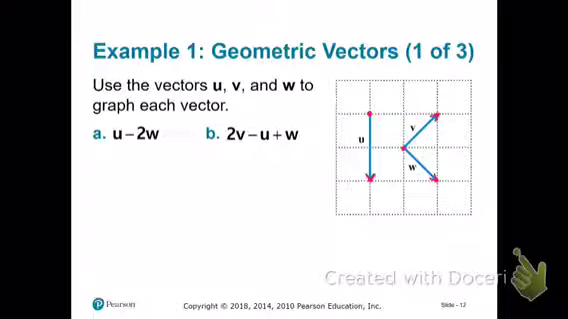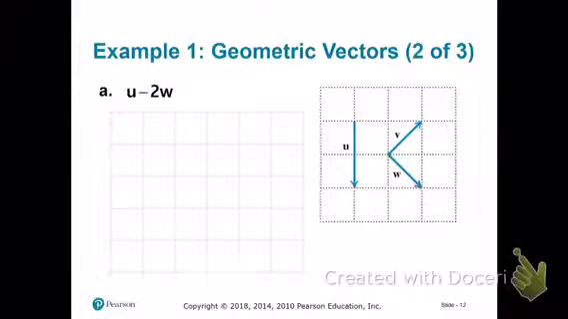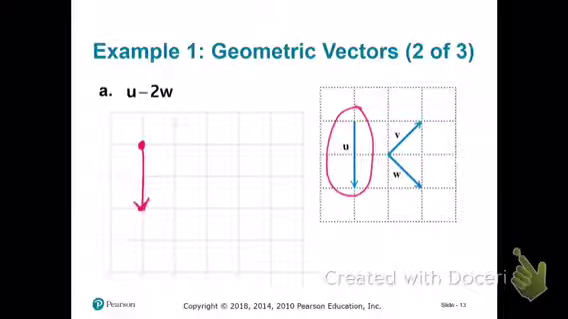Alright, so let's graph these. First, let's graph u minus 2w. The first thing we're going to do is graph vector u. It's going to have its initial point right here, and looking at it over there, we know that vector u goes straight down 2 squares. So there's my terminal point. I'm doing my best to draw a straight line there.